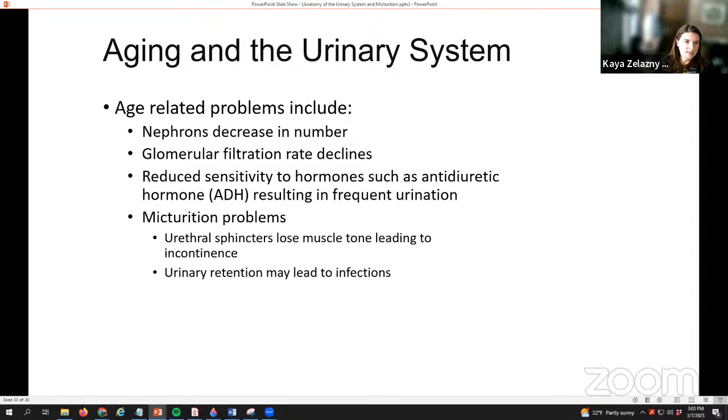And then also we can have problems with these structures related to the bladder and urethra. So problems with micturition would include those sphincters losing muscle tone. So they're not strong enough. They don't have enough like kind of automatic clenching, automatic clamping down. Okay. So that can lead to incontinence, which is peeing when you don't want to and didn't try to. And another thing that we can see is urinary retention. So like not peeing can lead to infections. Okay. So these are all some different problems that you might see in older patients or as you, your family, your friends age. Okay. Which is part of why we need to get the basics down in this course of our urinary system so that you can start in the future to think about and understand what's going on when stuff goes wrong.